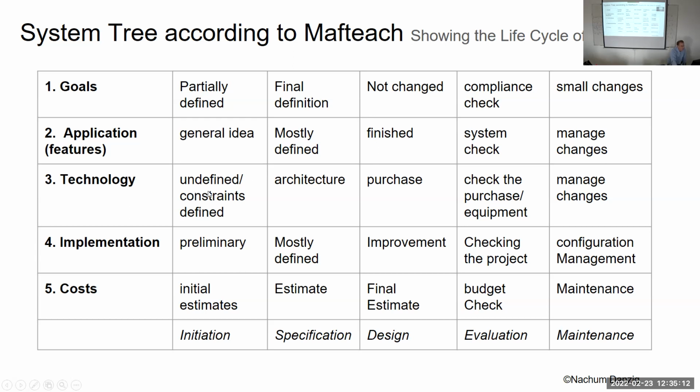Technology: undefined, but constraints are defined. In other words, exactly what technology we're going to use at the initiation stage, we're not going to say. We don't know because we haven't yet gotten into the problem enough. But we may have some constraints. We may say, well, it can't use more than 2 gigabytes of memory, or we may have certain constraints on parameters within which we have to work. So in the final definition, we'll have defined what architecture we're using. Like, are we going to use modules? Are we going to have one big software? How are we going to do it?